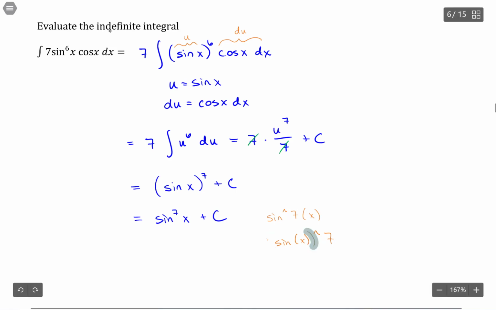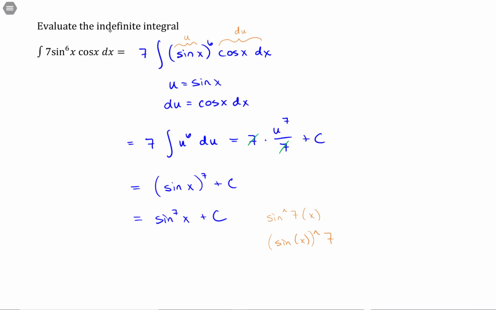It might not require you to have the parentheses, but I think it's always a good idea to wrap functions in parentheses if you're going to raise to an exponent. But like I said, this will definitely work.